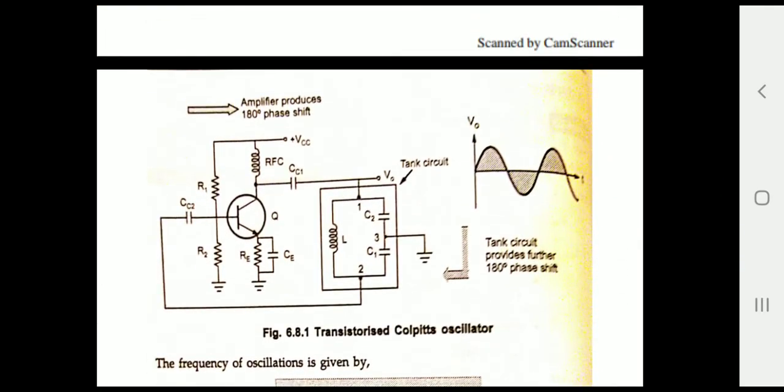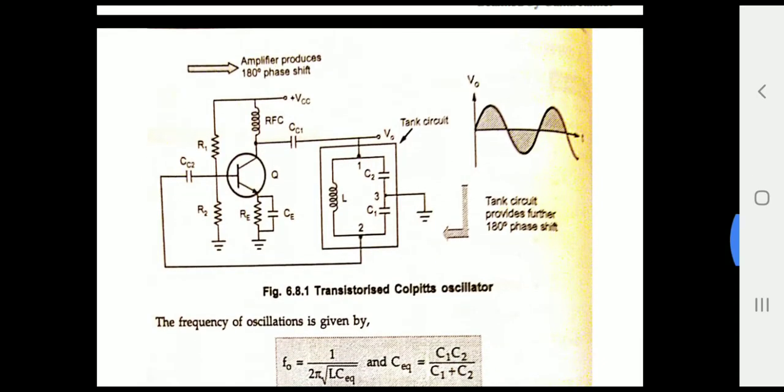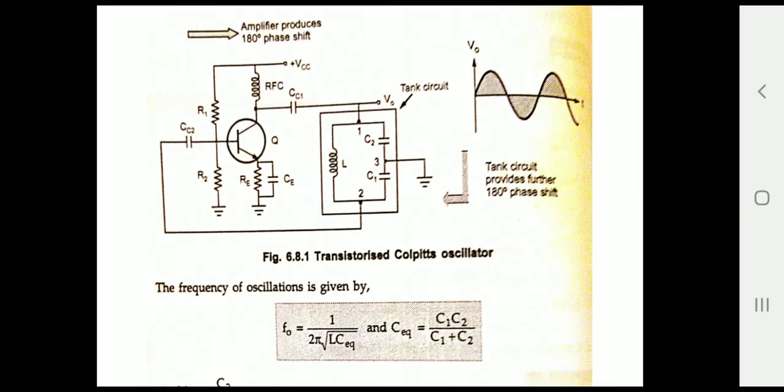If I compare this with the Hartley oscillator, the only change here is that two capacitors and one inductance are used. There, two inductances and one capacitor. Here, two capacitors, one inductance. Only that is the primary change between the Hartley and Colpitts oscillator. Here two capacitors are connected in series with respect to the inductor.